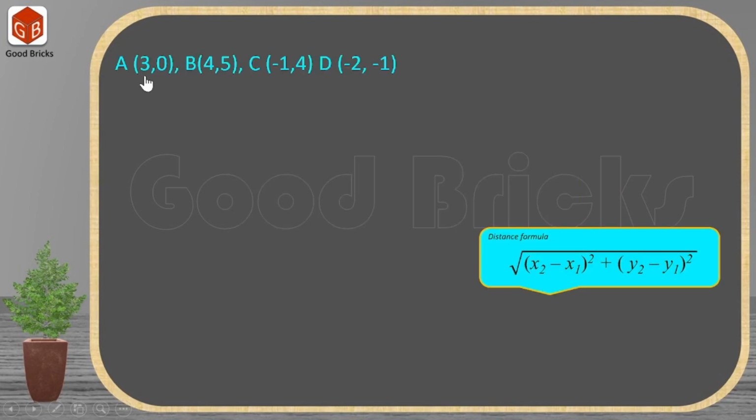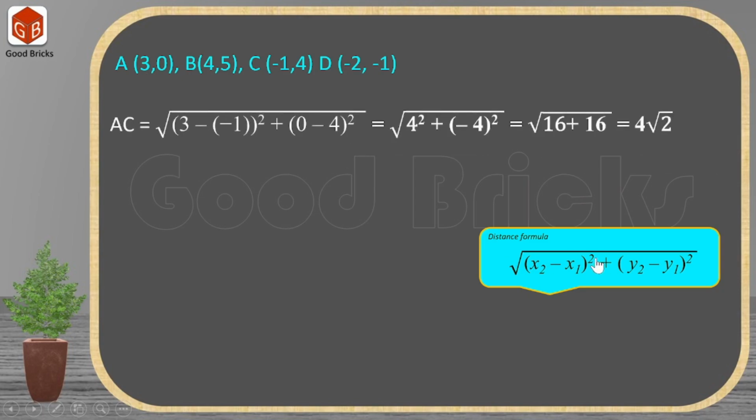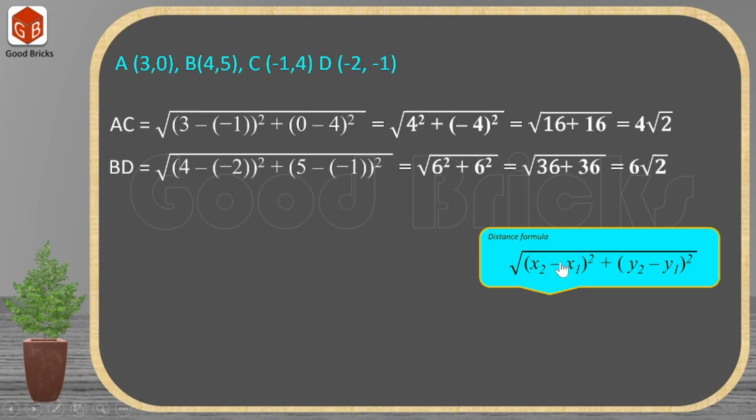Here we have points A, B, C and D. So now let us find AC diagonal length using this distance formula. Next, BD diagonal, again using this distance formula. Now what is our main focus? We have to find area of rhombus using this formula. What is that? 1 by 2 into AC into BD.